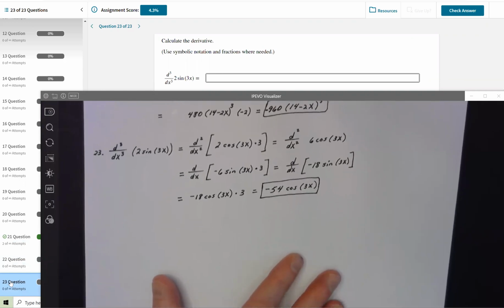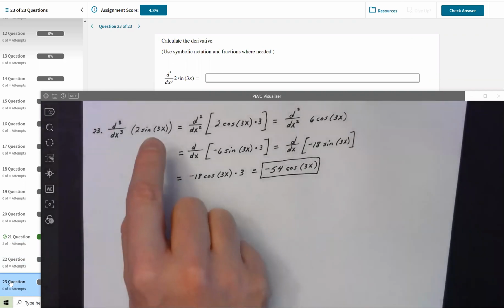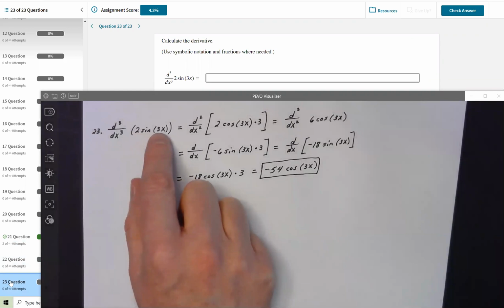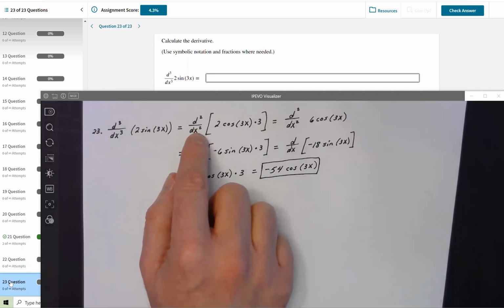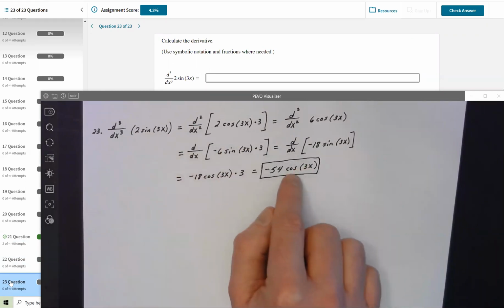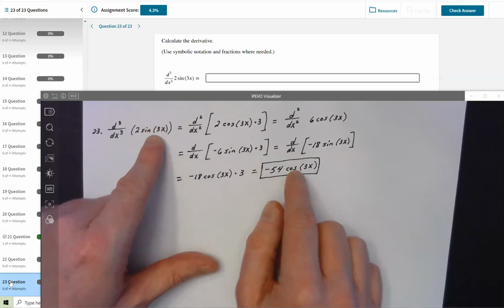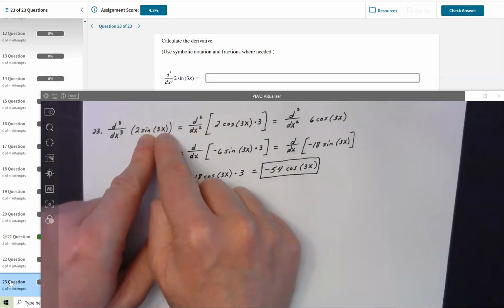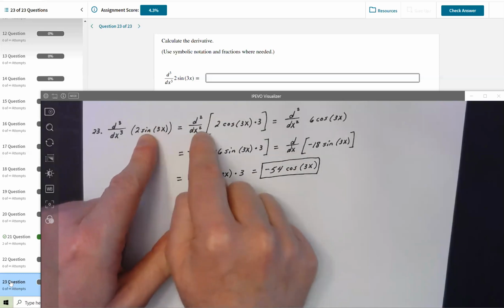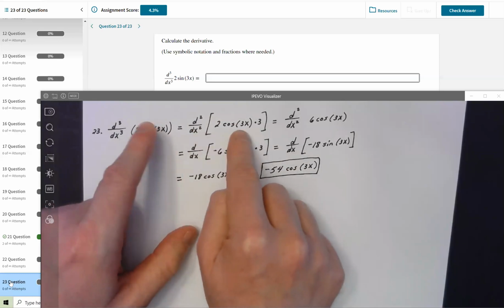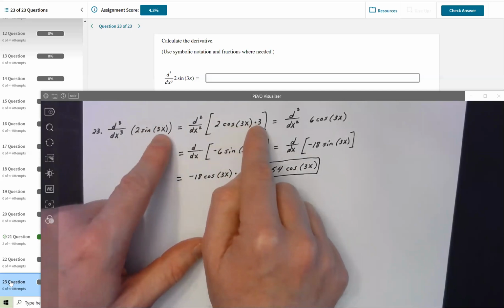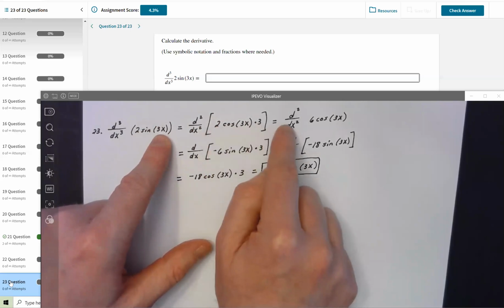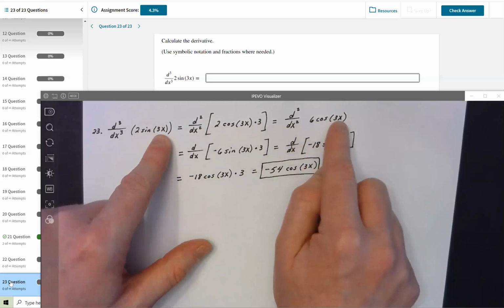It's wanting us to take the derivative 3 times of the expression 2 sine of 3x. Again, I'm just as interested in your ability to show notationally how to work this problem correctly as I am the final answer. We say, well, the third derivative of 2 sine of 3x is equal to the second derivative of this function. Derivative of sine is cosine times the derivative of the angle 3. So you can say this is just going to be the second derivative of 6 cosine of 3x.